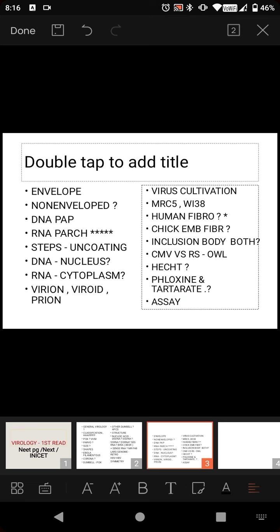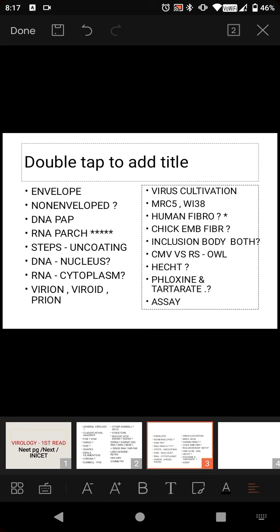And cytokines are produced by the host. The cytokines produced by the host are alpha, beta, and gamma interferons. The cytokines produced are the interleukins, TNF alpha, and interferons. So under interferons only we are studying it here.